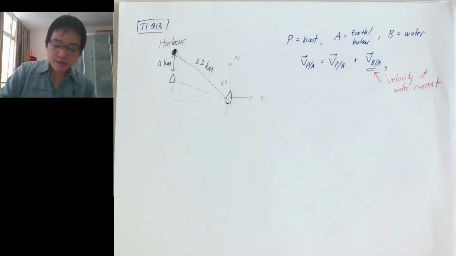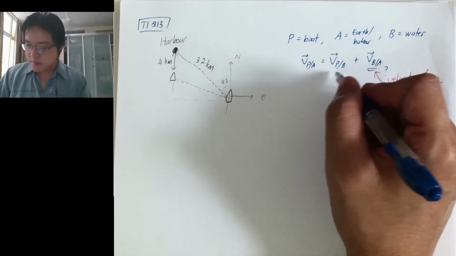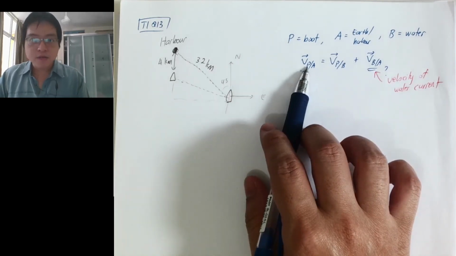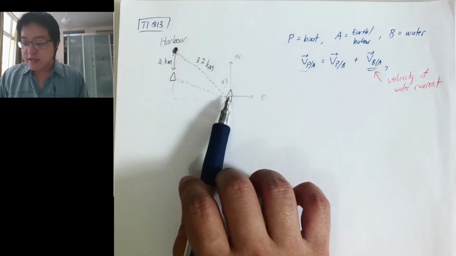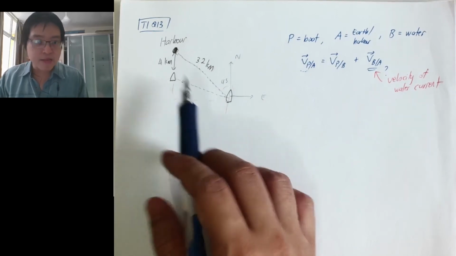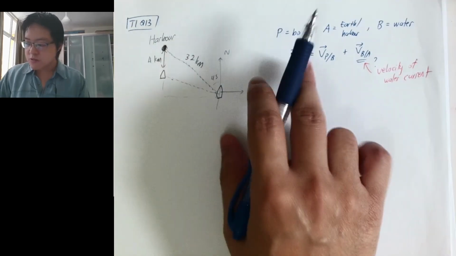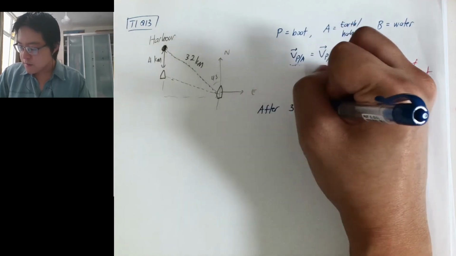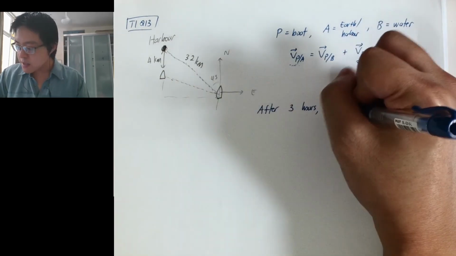So how do we solve this? Let's talk about this first. What is the velocity of the boat relative to the ground or the earth? Initially the boat is here, 3 hours later the boat is here. So if I can get the displacement divided by the time, I will get this expression. So how to get this? Based on this information, after 3 hours the boat is here.